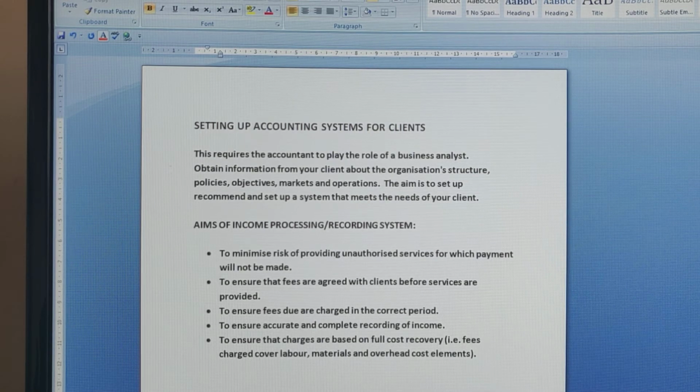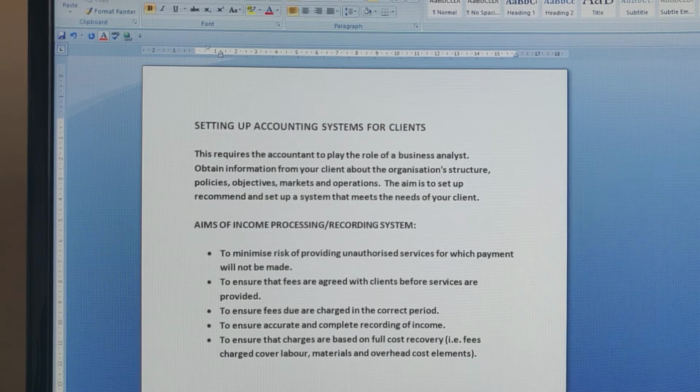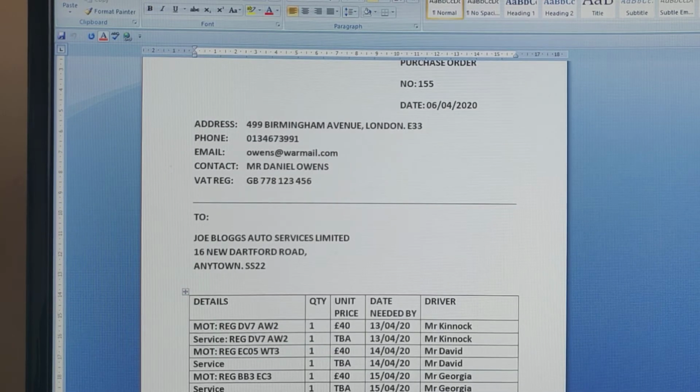When a corporate client, one of the limited companies that use the services of Joe Blocks Auto Services, wants vehicles to be serviced, they have to raise a purchase order. They will raise a purchase order because their driver has informed them that a vehicle needs servicing or is due for an MOT. Now, the driver will bring that purchase order to Joe Blocks Auto Services Limited like this.